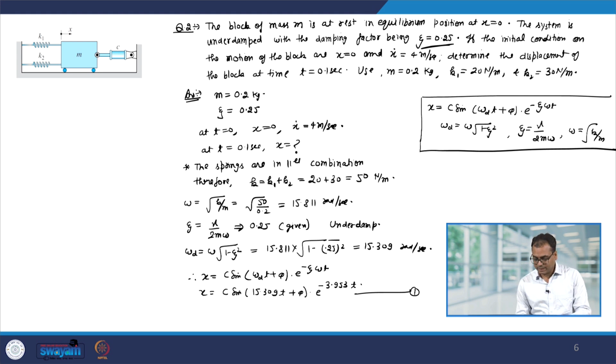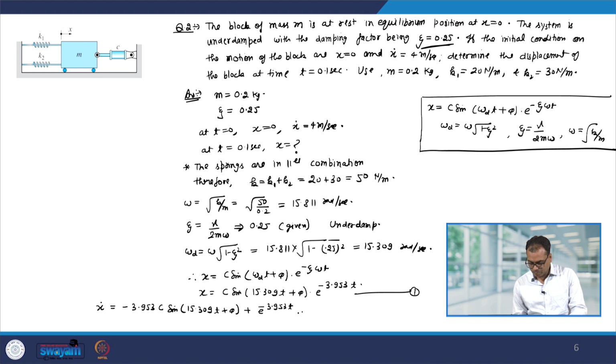Now, x dot also I can find out by differentiating it. So, x dot will be minus 3.953 c sin(15.309 t plus phi) plus e to the power minus 3.953 t into c cos(15.309 t plus phi) into 15.309. Let us say this is equation number 2.